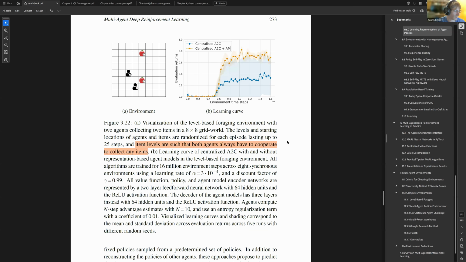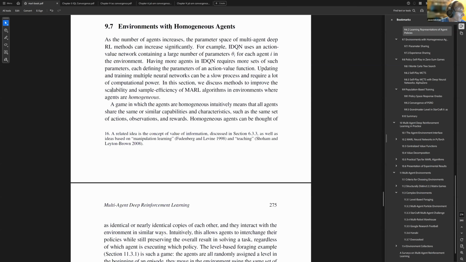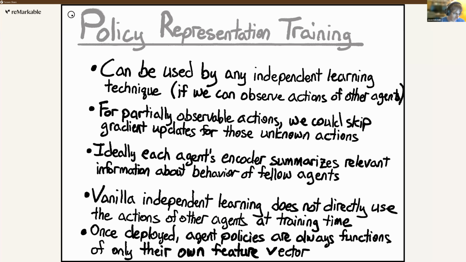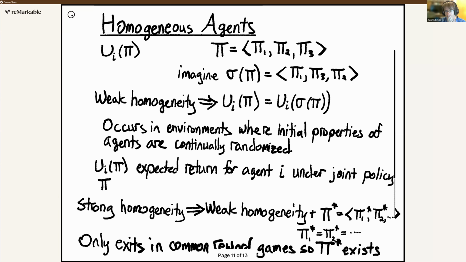The other concept we're going to talk about is this concept of homogeneous agents. This is a case where even though we have these distinct agents in a problem, they may or may not be interchangeable. And there's a couple different definitions here of what this looks like. I also wrote out some notes about this. So with this U, right, this is the convention in the book for writing down the return function for a particular agent. So this is the discounted return a particular agent would expect to get when this joint policy is being followed. And this joint policy is the collection of all of the different policies in the problem.